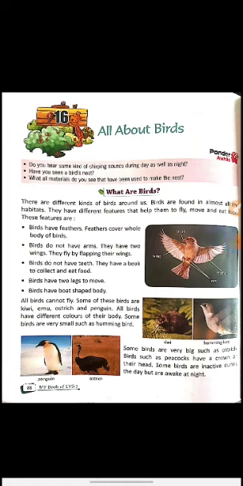Today we are going to start the 16th chapter of your EVS book, which is all about birds. First, we need to know what birds are. Birds are animals that can fly. Their body has different parts such as a head, trunk, and a tail.